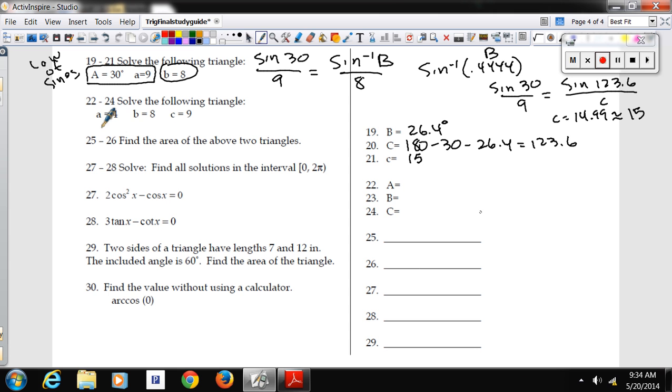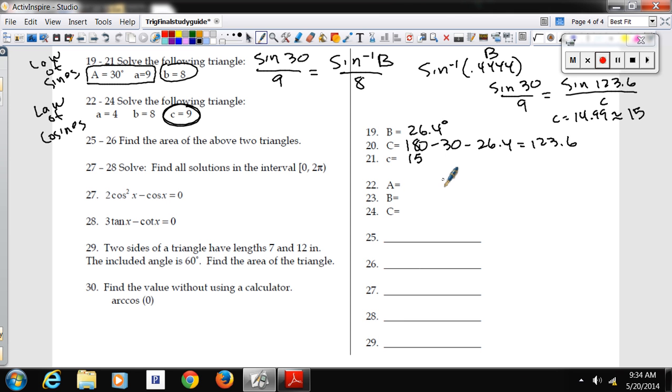22 is another triangle that you need to solve. They gave you all three sides. You just have to find all three angles. Since I don't have two of the same letter, I've got to use law of cosines. I used law of sines before because I had two A's. This one has to be law of cosines. And my general rule is to pick the biggest angle first. Find the biggest angle. So what I want you to do is use the law of cosines.